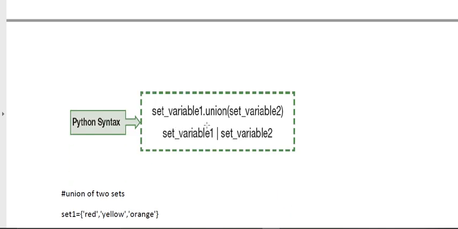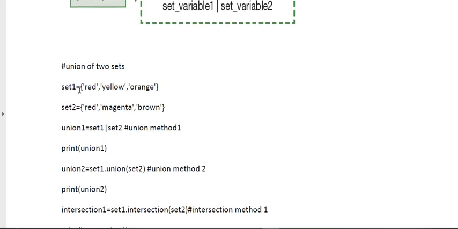So this is how you do union. If you want to find the union of two sets, you write set1 dot union set2, or you can also use the pipe operator. You have two ways that you can do it. So let's see this example. Suppose I have set1 and this is set2.